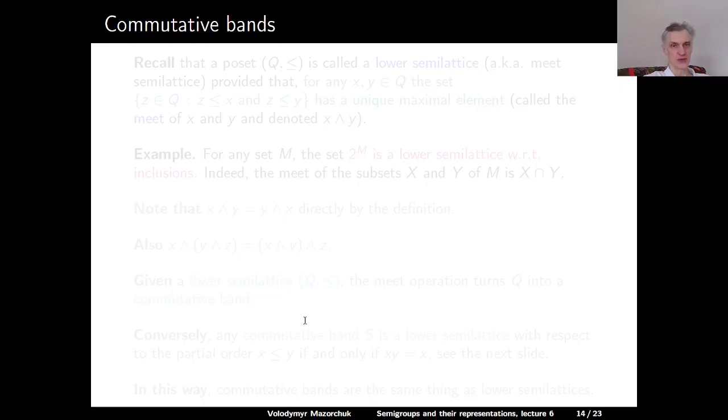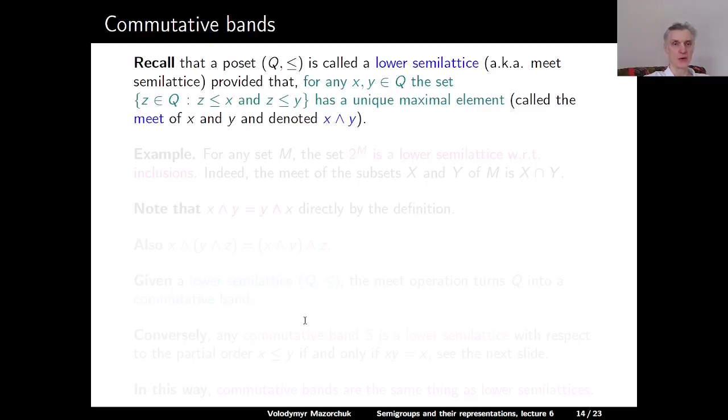Next, let us talk about commutative bands. For this, recall that a partially ordered set Q with some partial order less than or equal to is called a lower semilattice, or alternatively a meet-semilattice, provided that for any pair of elements x, y in Q, the set of all elements z which are less than or equal to x and less than or equal to y has a unique maximal element, which is usually called the meet of x and y and denoted x wedge y.